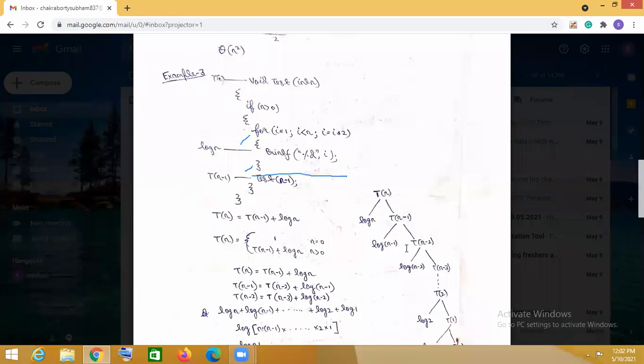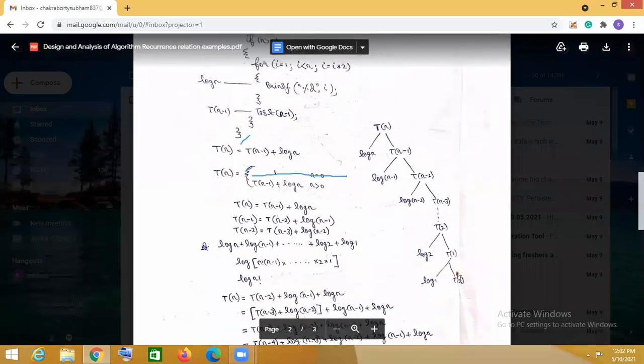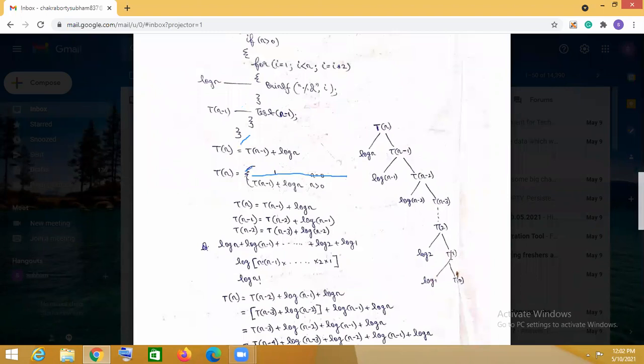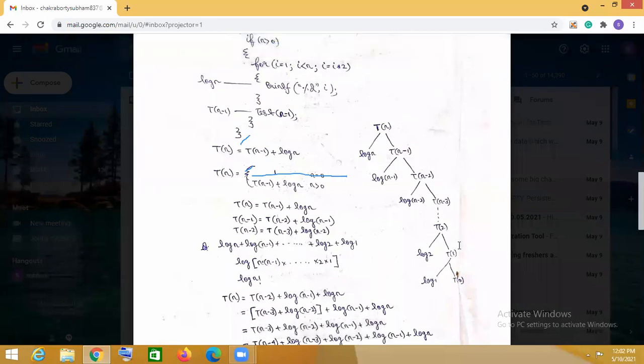Then log n minus 1 will be printed, and Tn minus 2 calls will be generated. Then log n minus 2 will be printed and the call will be Tn minus 3. That's how you can go up to the 0th term. Then T2 with log 2 will be executed, the call will be T1. Then log 1 will be printed and it will be T0. At that time our total execution of this loop is stopped.